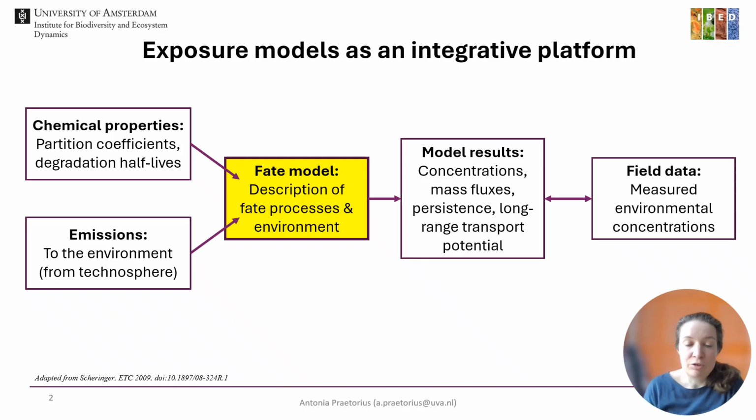And then after solving such a model, we can get different types of model results. Typically, these will be concentrations of chemicals in the environment, also called exposure levels. But we can also get as model outputs, for example, mass fluxes of chemicals between different environmental compartments, or estimations of their likely overall persistence in a given environmental system, or their potential to undergo, for example, long-range environmental transport.